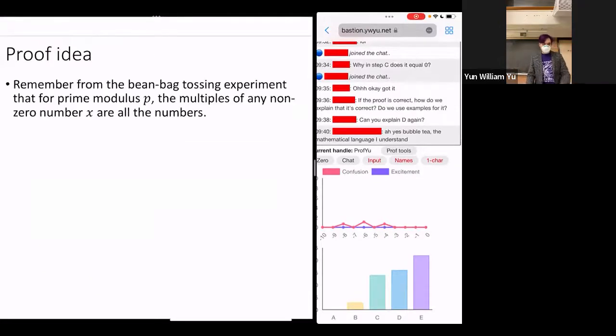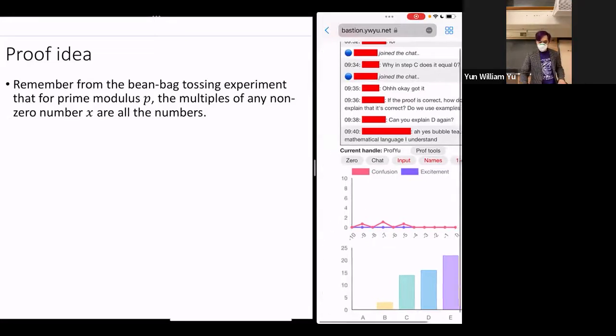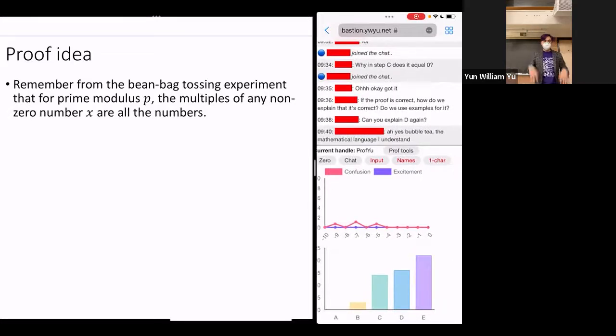The proof idea, remember, we had the beanbag tossing experiment, which we did in the other room a couple weeks ago, where you showed that for any prime modulus p, the multiples of any non-zero number x are all the numbers, right? Because the whole point was that everyone gets the beanbag whenever you're tossing it around in the circle, if the two numbers are co-prime and relatively prime. I don't think I defined co-prime in this class. But yeah, so if the two numbers are relatively prime, and of course, a prime number is relatively prime to everything else.